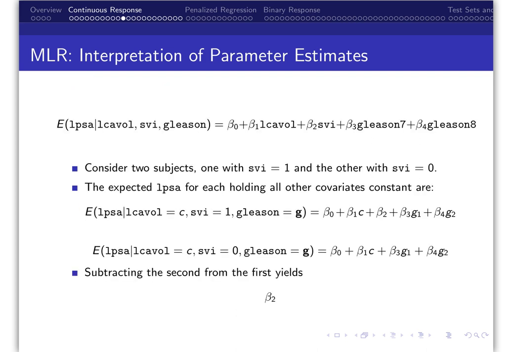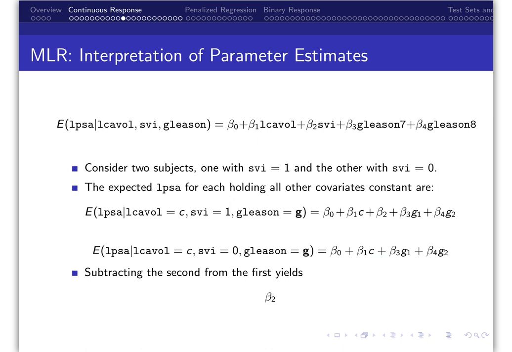To illustrate why this is the correct interpretation for beta sub j, suppose this is our multiple linear regression model. Now consider two subjects. In this example, one has SVI equal 1 and the other has SVI equal 0, but all other covariates are fixed. That is, for both subjects, log cancer volume takes some value c, and for both subjects, the dummy codes for the two levels of Gleason grade are the same. The expected value for the subject with SVI equals 1 is given by this equation, whereas the expected value for the subject with SVI equals 0 is given by this equation.